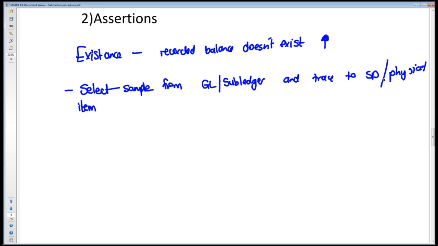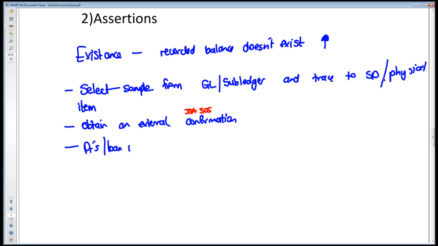If it's something that isn't physical, then I can get an external confirmation. And we're looking at ISA 505 for external confirmation. Debtors, creditors, loan, anybody that there is a physical party but not a physical item. Okay, and then we've got some additional things that we can do specifically for debtors or maybe loans receivable. Subsequent receipt testing.